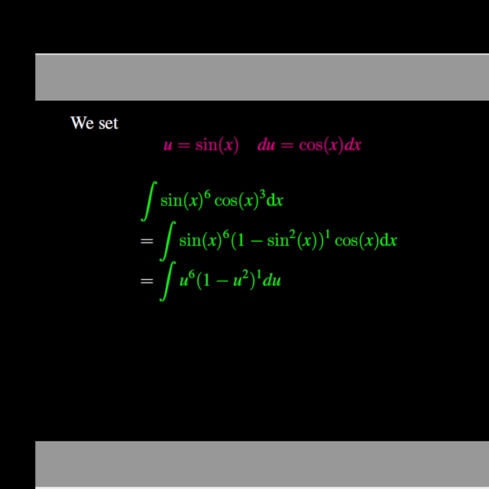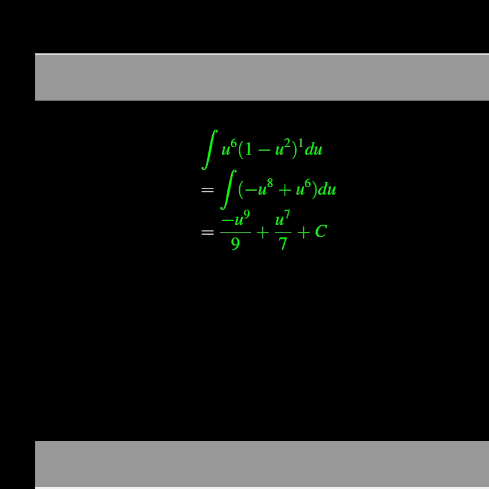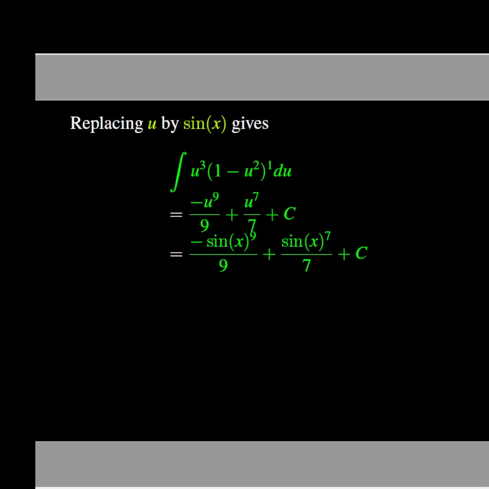When we substitute sine of x by u and cosine of x dx by du, we obtain the original integral is now equal to the integral of u to the power 6 times the quantity 1 minus u squared to the power 1 du. When we expand the expression, we obtain the integral of minus u to the power 8 plus u to the power 6 du is equal to minus u to the power 9 over 9 plus u to the power 7 over 7 plus c. Replacing u by sine of x gives.